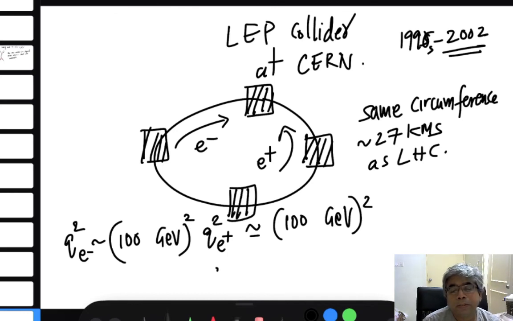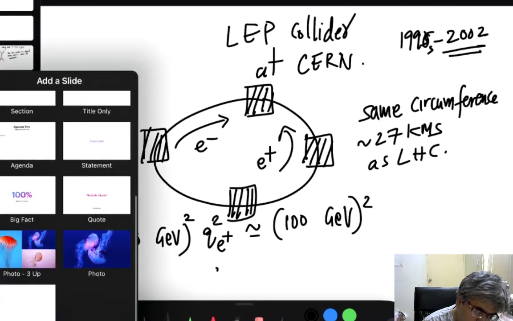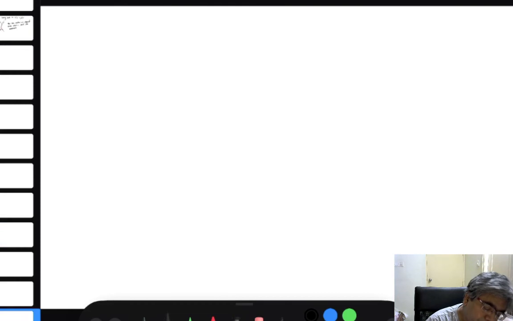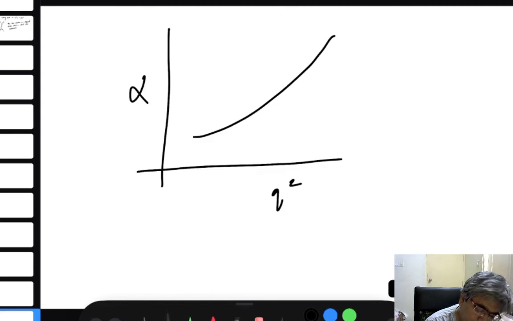At 4 different points, and then you actually check and you manage to get the information about what the electric charge at those energy scales is. And it turned out to be q square and alpha, it actually increased. So this is the data point and this is another data point. It's very precisely measured. So this is LEP.